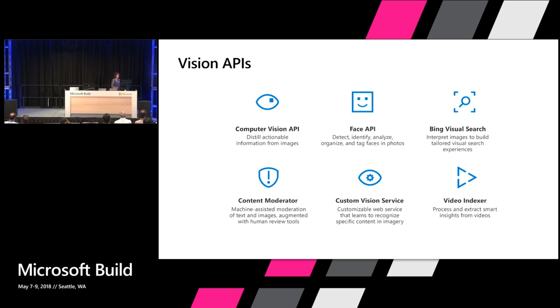There's Face API, so that does everything from detection to recognition to verification of faces. There's Bing Visual Search, which is new at this conference, and GA at this conference, which lets you do search scenarios with images, so taking photos and being able to do different kinds of searches. Content Moderator, which is a solution for doing moderation of lots of kinds of content, text, videos, et cetera, in a human review process. Custom Vision Service, which is a cloud service for building customized object detectors and image classifiers. And Video Indexer, which is a web service and also a website for processing videos and, again, generating intelligence from those videos.